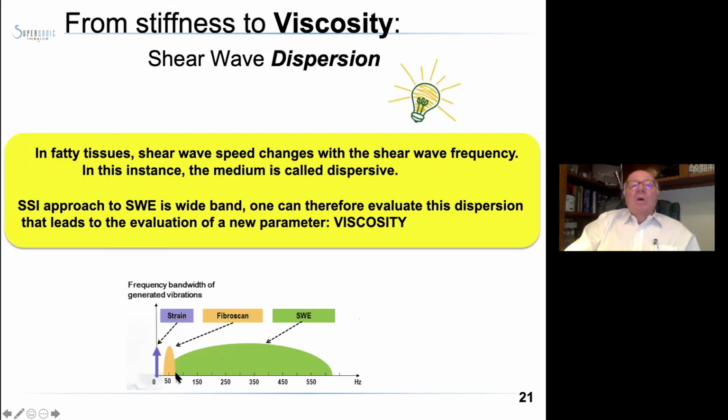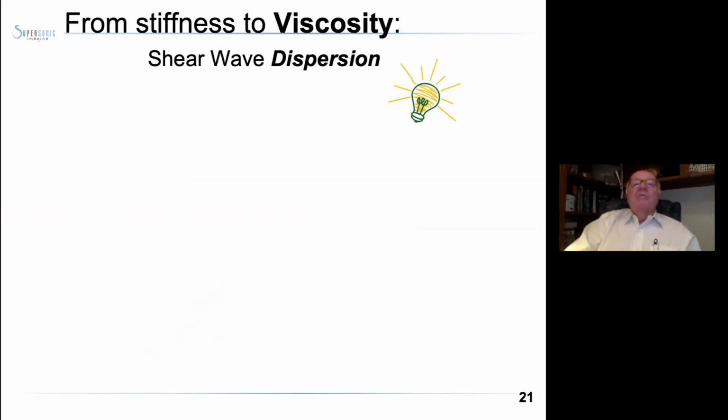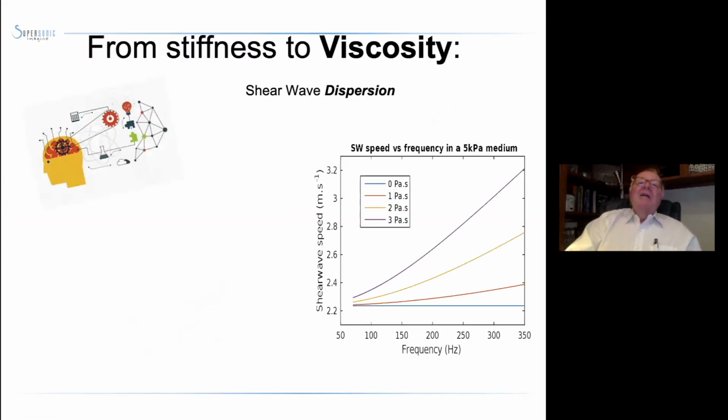Now, why can we do that with shear wave elastography? Well, as already mentioned earlier, the bandwidth of shear wave is much higher than the bandwidth of a FibroScan, which is centered around 50 hertz, and strain elastography, it's 0 hertz. So this wideband approach opens the door to evaluating dispersion of the signal, which leads to the evaluation of this new parameter, viscosity. And this is highlighted here.